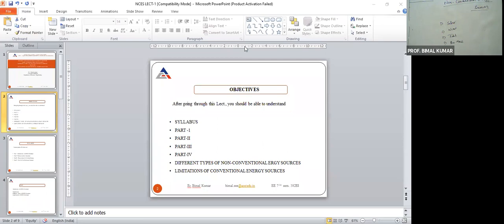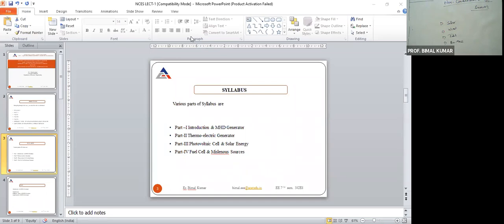So, as far as this book is concerned, you may refer to GD Rai, Non-Conventional Energy Sources, Khanna Publisher book, that is GD Rai. It is easily available in the market as well as in this particular library. Fine. So we will discuss all that one by one.